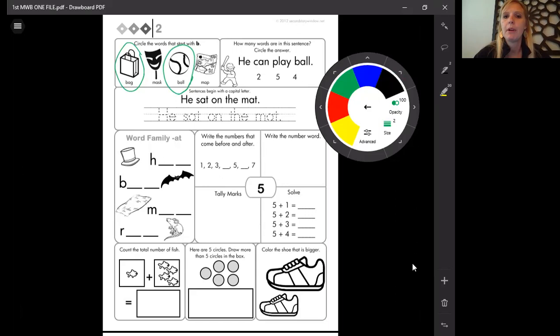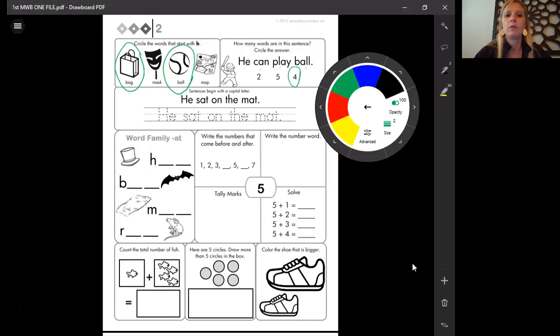Okay, the second part. How many words are in this sentence? Circle the answer. First of all, let's read the sentence, because that's what we need to do in first grade. These are actually all sight words. So this says, he can play ball. He can play ball. So how many words? 1, 2, 3, 4. Four words in that sentence.